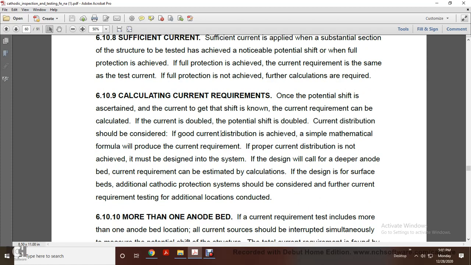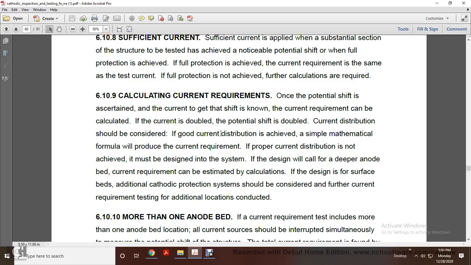610.9. Calculating current requirements. Once the potential shift is known, along with the current needed to get that shift, the current requirement can be calculated. If the current is doubled, the potential shift is doubled, provided current distribution is considered. If good current distribution is achieved, a simple mathematical formula will give the current requirement. If proper current distribution is not achieved, it must be designed into the system.